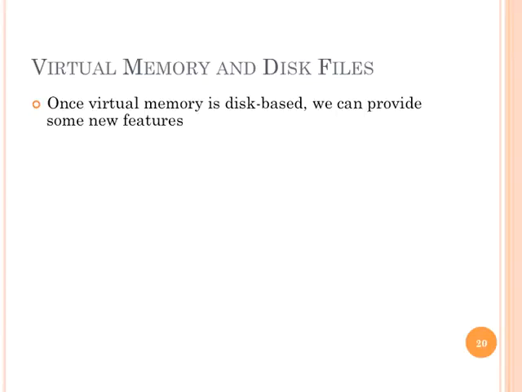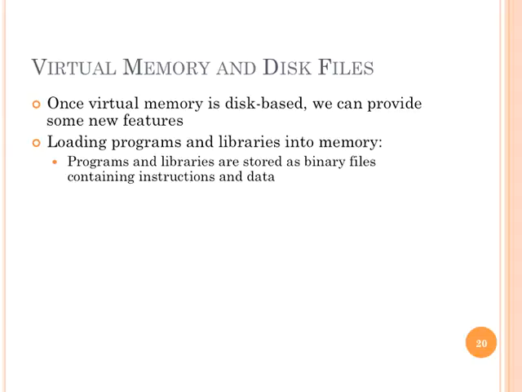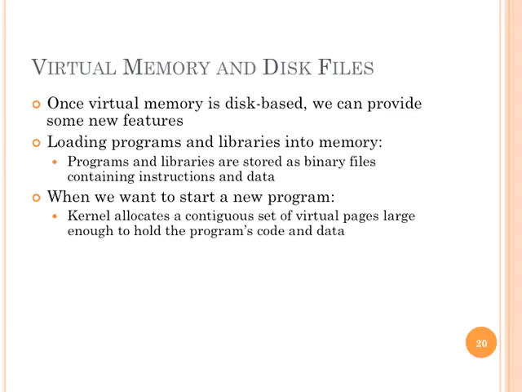Alrighty, let's see. So virtual memory is now disk-based, so we can start having some new features. One of the neat things about this is you have programs, which obviously are files on disk. Where is our virtual memory stored? Well, somewhere on disk. So we can actually start taking advantage of this. When we want to start a program, instead of just loading it in and incurring that cost right away, because we don't know which parts of the program are going to be needed, what the kernel does is it allocates a range of virtual pages.